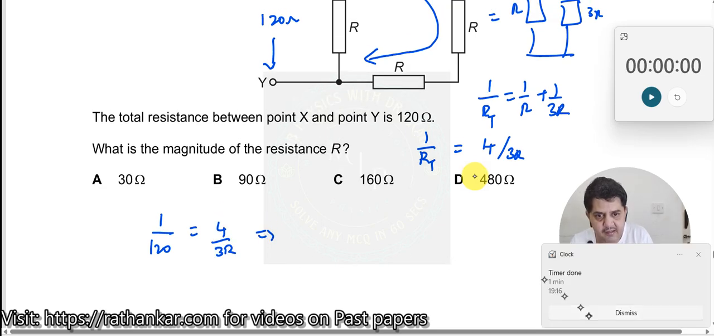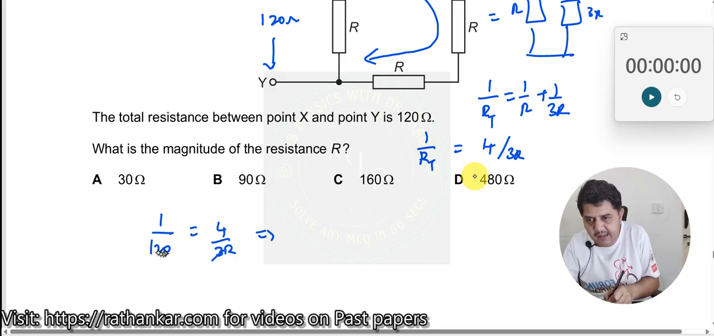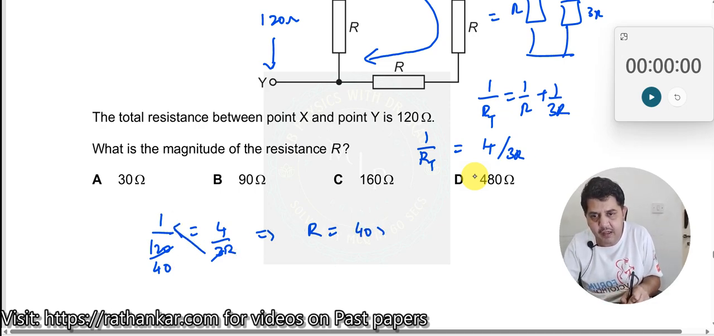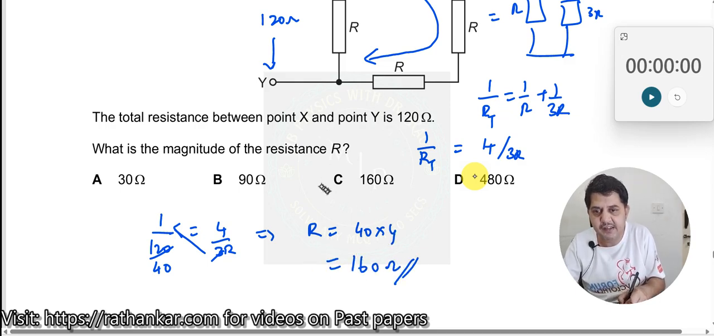This means now 3 ones are 3, 4s are 40s, which means R should be equal to, I push this R this side, this 40 goes this side, so 40 into 4, which should be equal to 160 ohms. So 160 ohms, C, is the right answer.